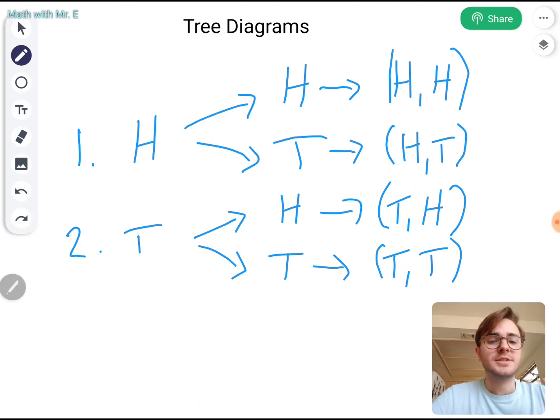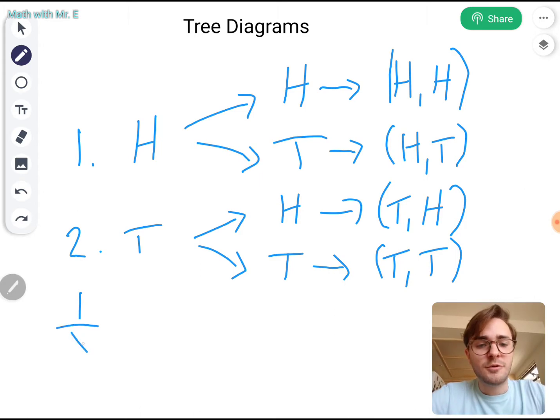So if I wanted to ask the question, what is the probability that I will flip tails and then tails? Well, we can see there's only one of these that is tails, tails, and there are 4 possible outcomes, so the probability of that would be 1/4.